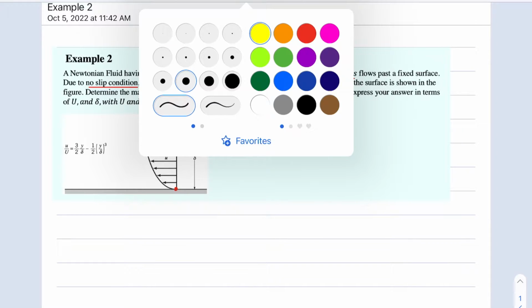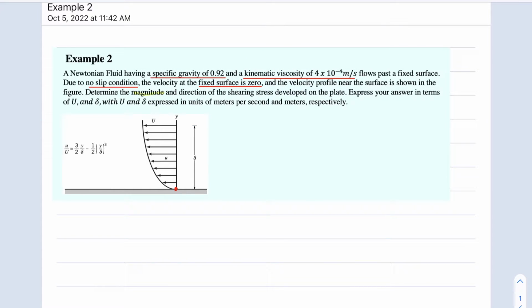Determine the magnitude. So this is what you are asked in the problem. You are to determine the magnitude as well as the direction of the shearing stress developed. We're looking for the shearing stress that is being developed on the plate. And again, the plate that we are talking about here is the bottom plate. Express your answers in terms of u, in terms of these variables here, in meters per second and meters respectively.